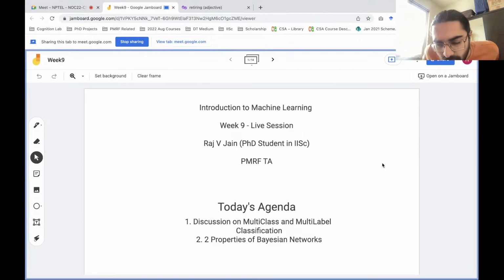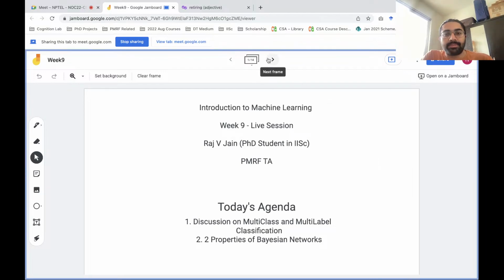Today we'll do a small discussion on multi-class classification and multi-label classification, and we'll touch upon two properties of Bayesian networks, and I encourage you to try to prove those properties and so on. All right.